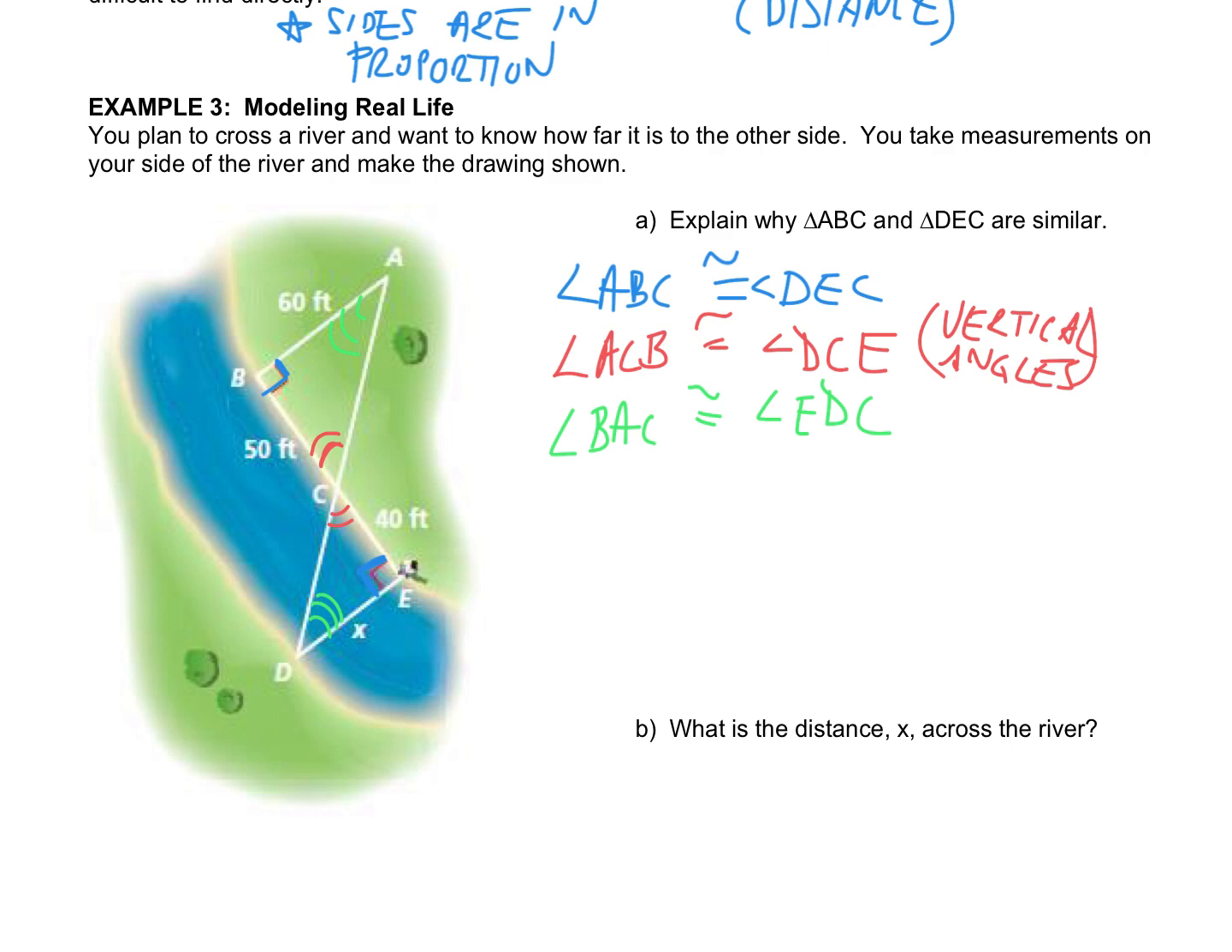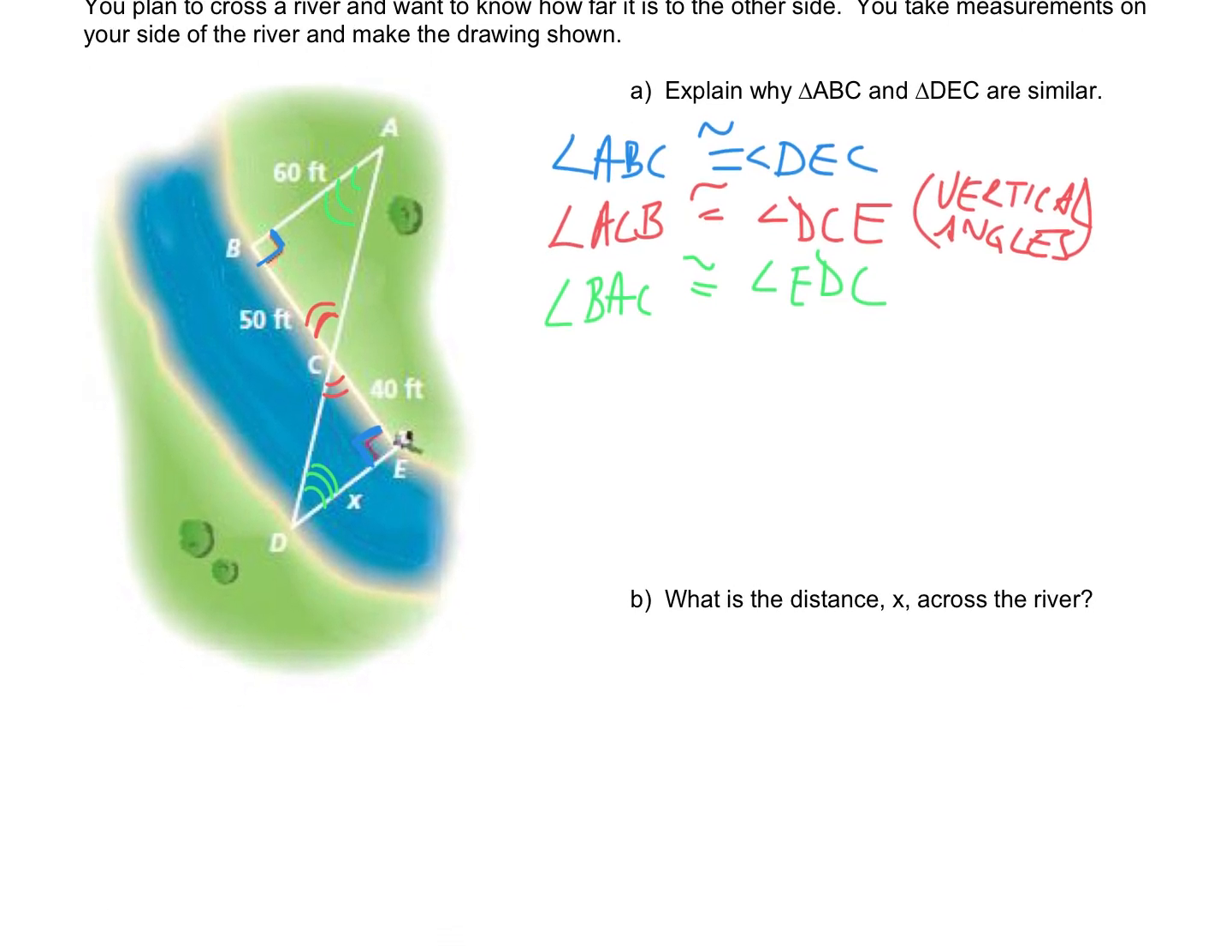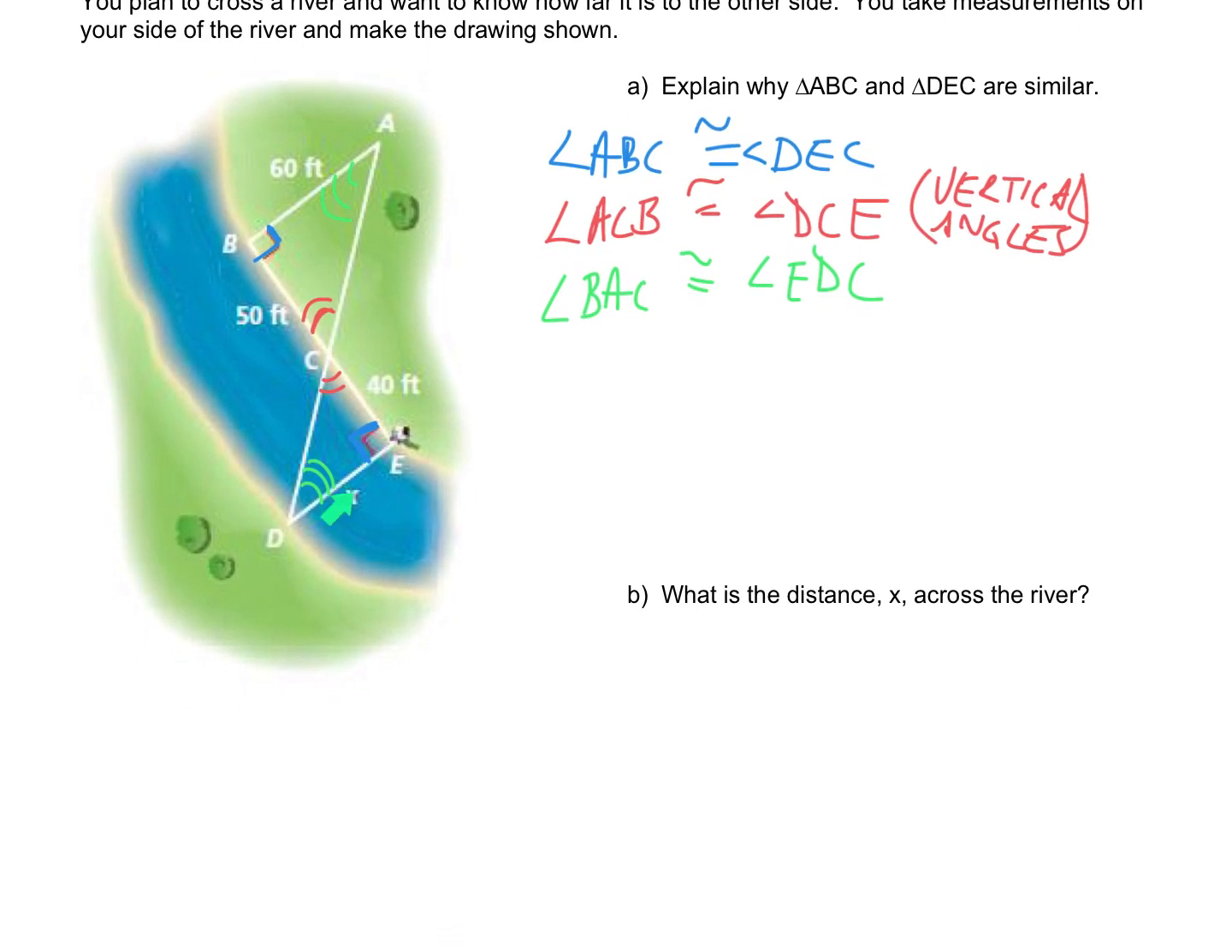So then the last part of this question says, well, what is that distance across the river, which is the x? We don't know what this is. We couldn't measure it, but we were able to measure these three pieces. And this is where we're going to set up our proportion. So you can set proportion in many different ways. We already talked about this earlier in this year. What we're going to do here is set up a proportion of similar information to try to find the missing information.